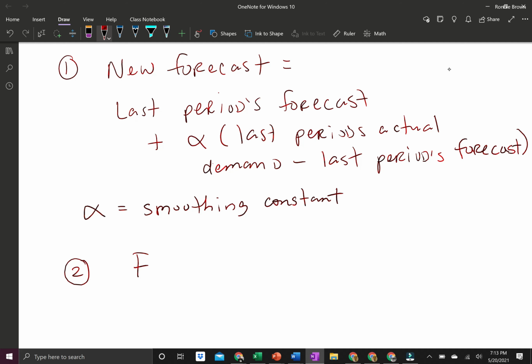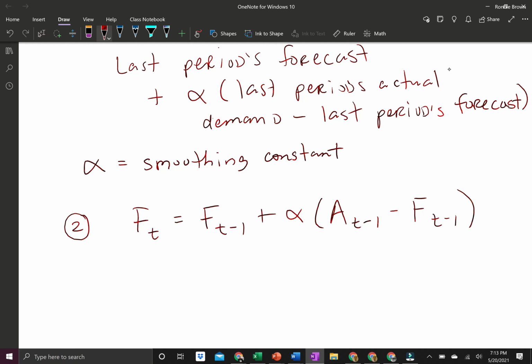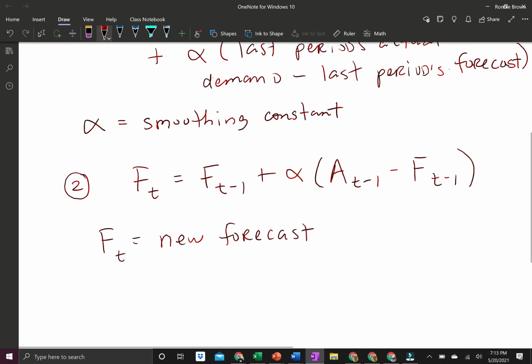So we'll go with these variables. F sub t equals f sub t minus 1 plus alpha times the quantity of a sub t minus 1 minus f sub t minus 1. All right, let's discuss what these mean. First, that f sub t is, you guessed it, the new forecast. We're just rewriting the above equation 1 more mathematically.